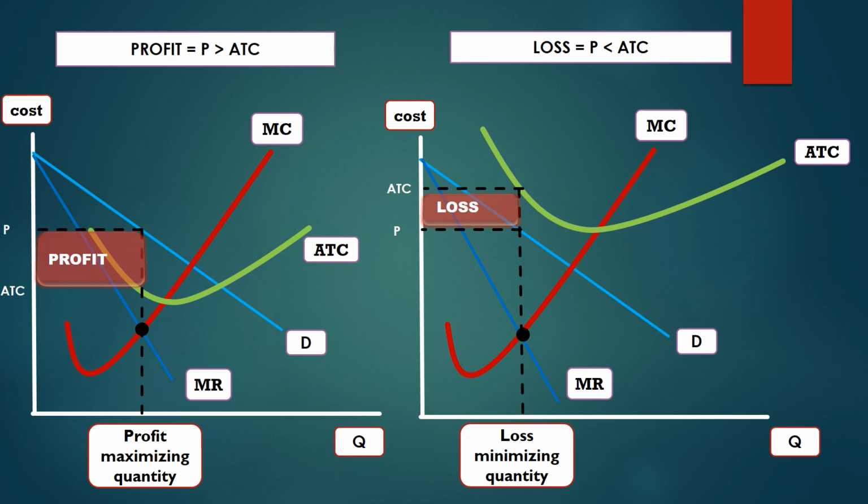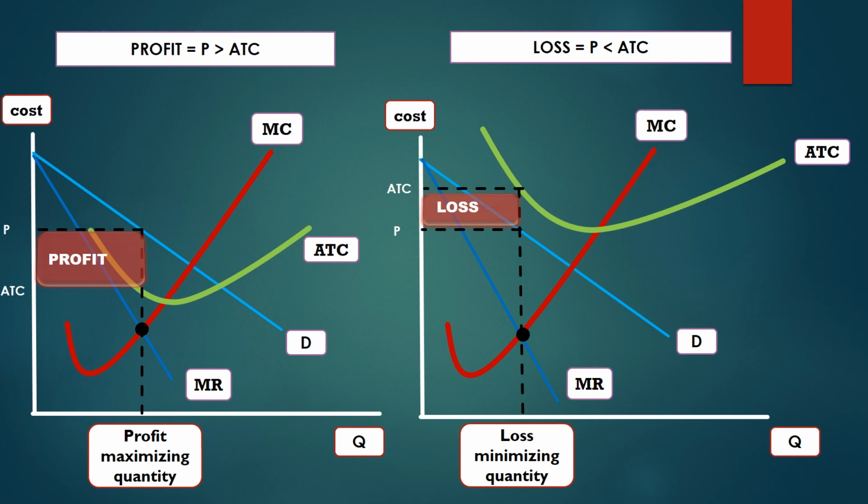You know how to calculate ATC and price and the profit maximizing rule, but this is a loss case. There will be no profit maximizing rule. There will be a loss minimizing quantity or loss minimizing rule. The point where marginal revenue cuts the marginal cost curve, that's the loss minimizing quantity. The concept is that if you produce more or less than this quantity, your losses would be more. So at this point, you can decrease your loss.